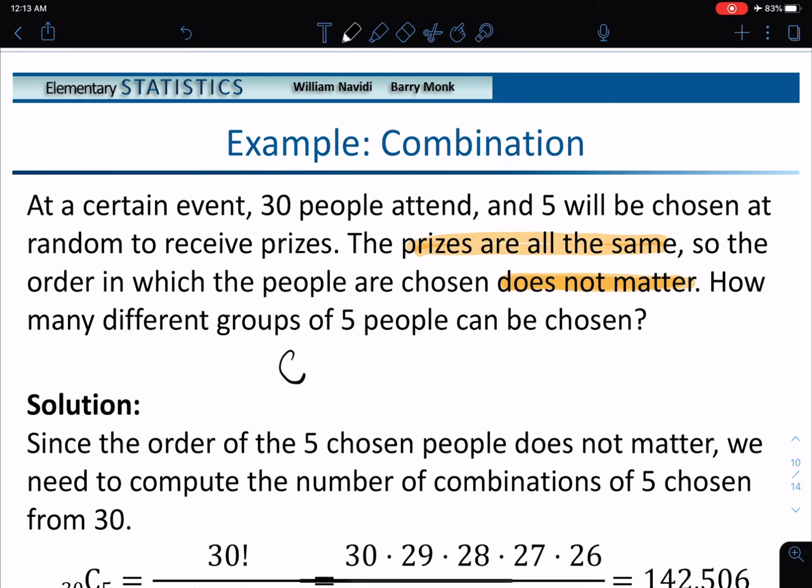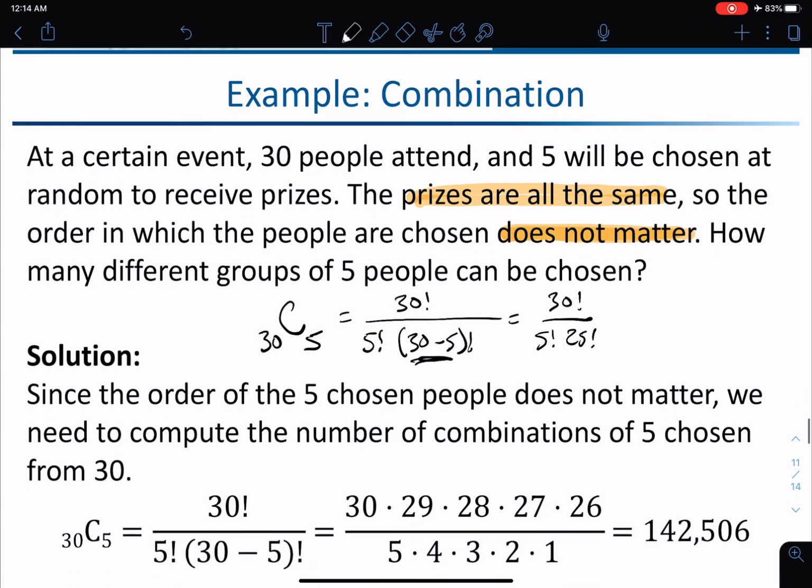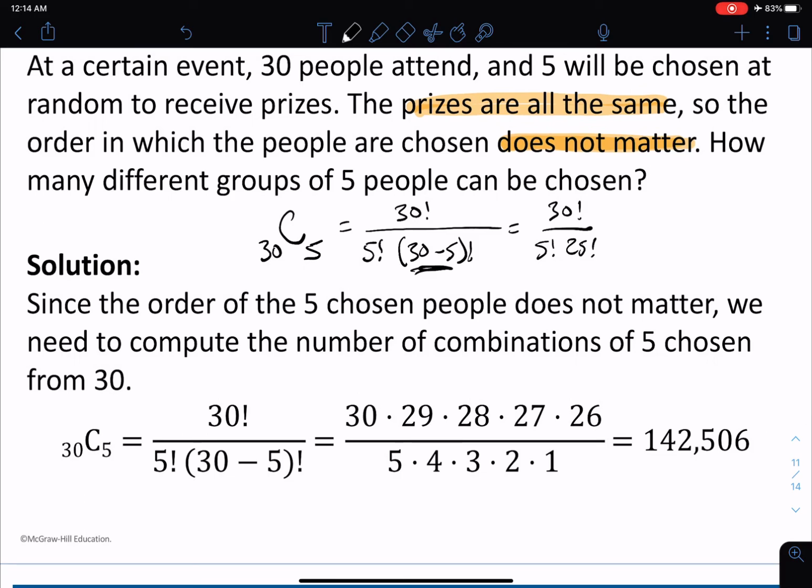So we have 30 people, choose 5. Up top, we're going to have 30 factorial. Down below, we have 5 factorial using our formula, and we have 30 minus 5 factorial. So this gives us 30 factorial over 5 factorial, and then let's simplify that. What's 30 minus 5? That's 25 factorial. And so they show us how to simplify that.